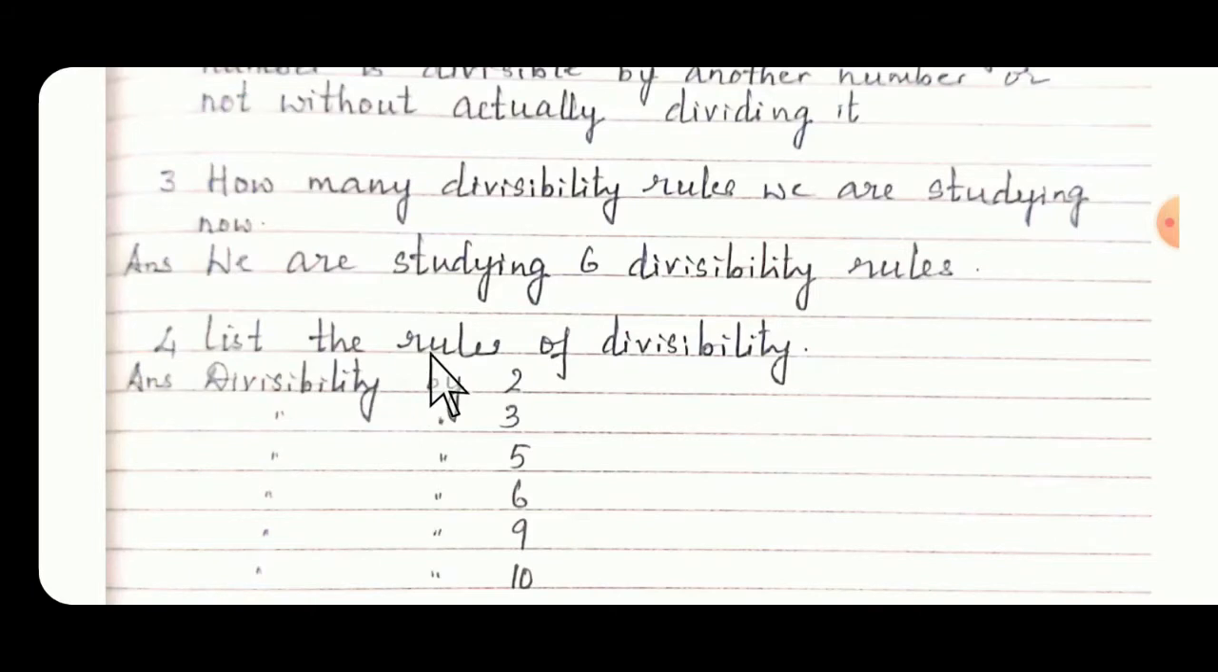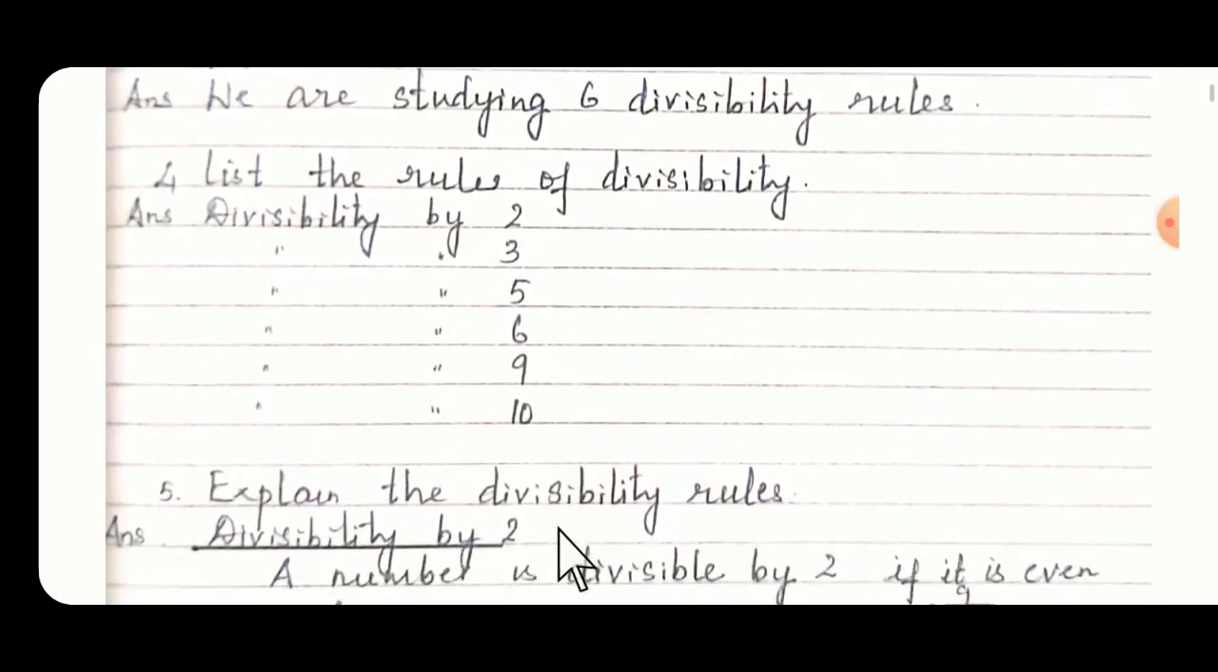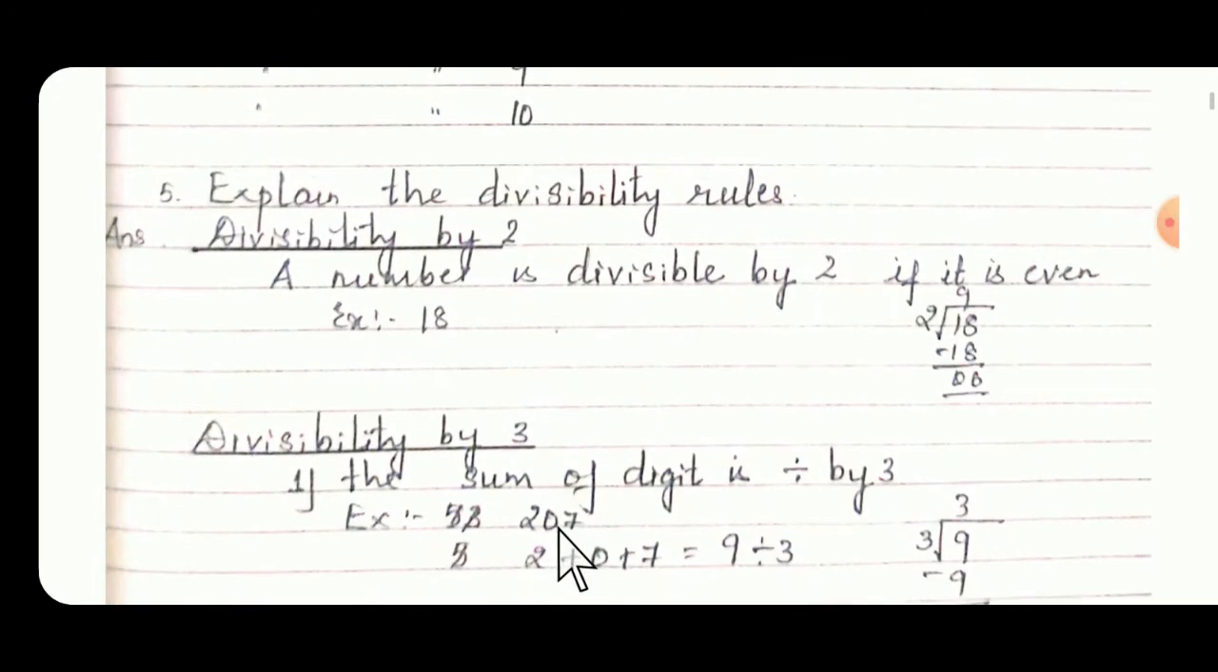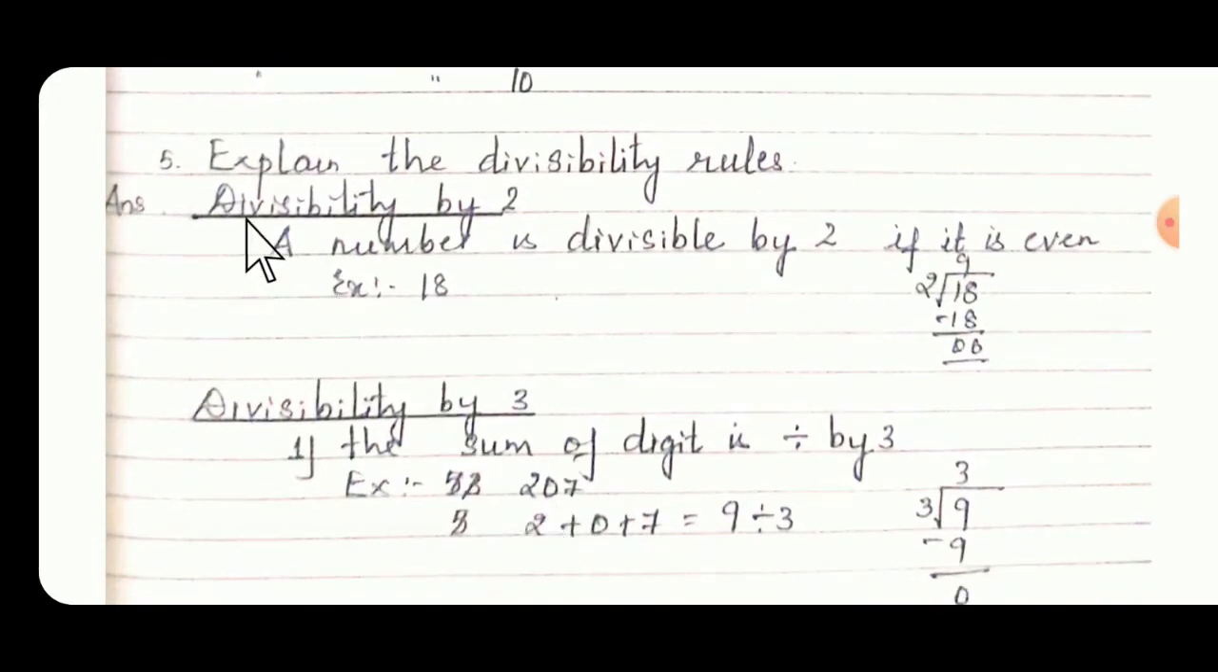Question number 4. List the rules of divisibility. Divisibility by 2, divisibility by 3, divisibility by 5, 6, 9 and 10. What does each rule say? Explain the divisibility rules. Divisibility by 2: a number is divisible by 2 if it is even. 18. 2 nines are 18.